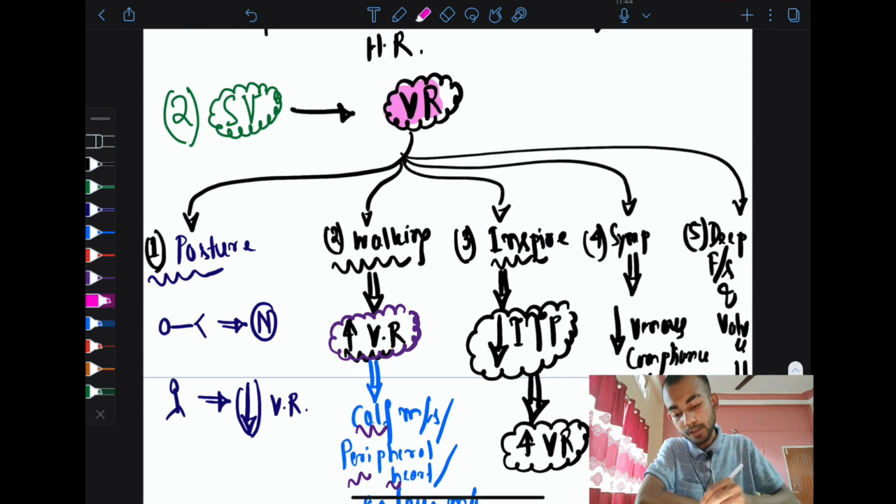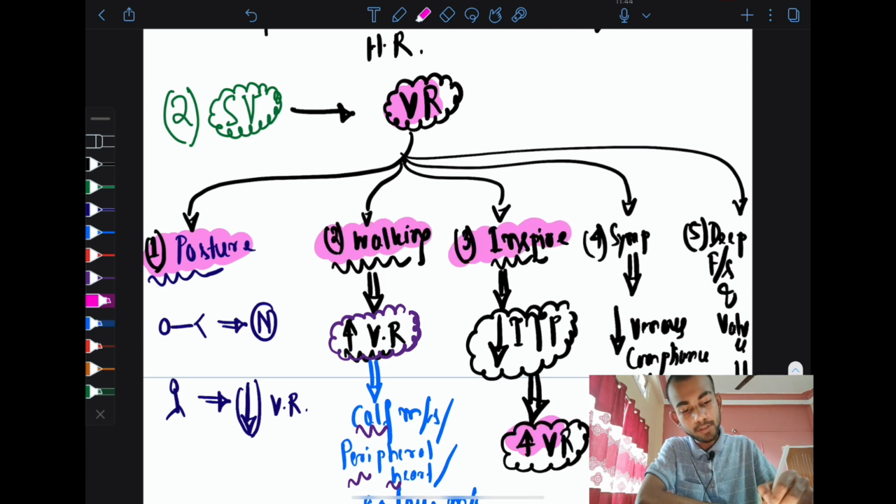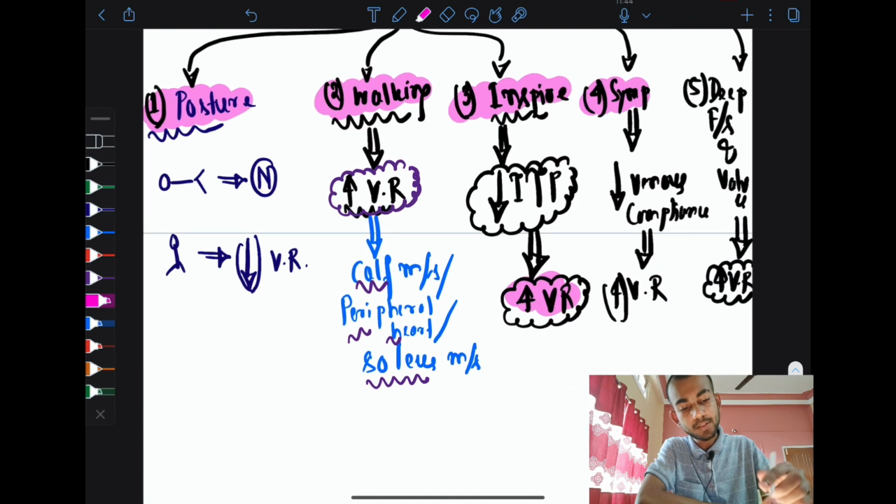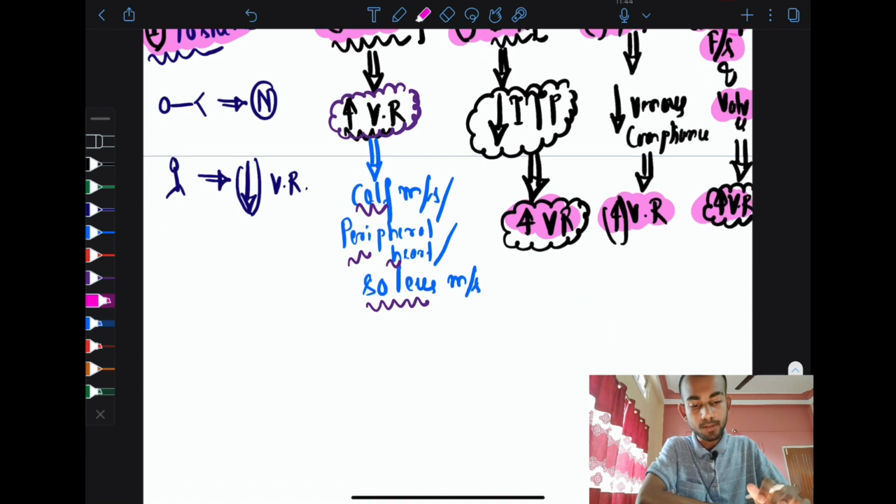So venous return depends upon number 1, the posture. Number 2, when we walk, the venous return increases. Number 3, when we inspire, the venous return increases. Number 4, due to the sympathetic discharge, the venous return increases. Number 5, due to the deep fascia and the venous valves, the venous return increases, right?